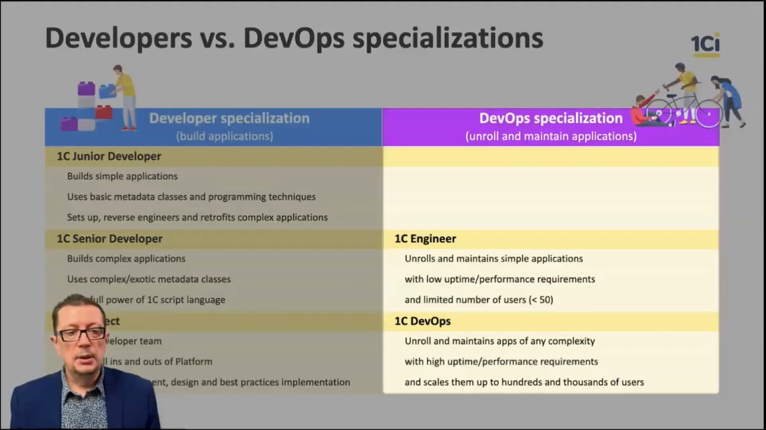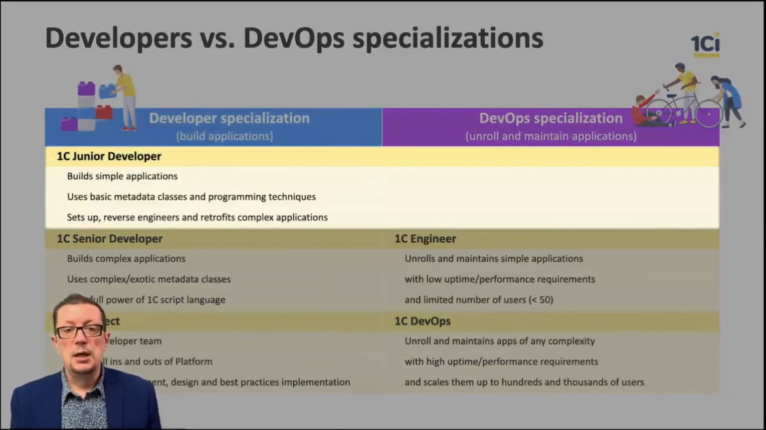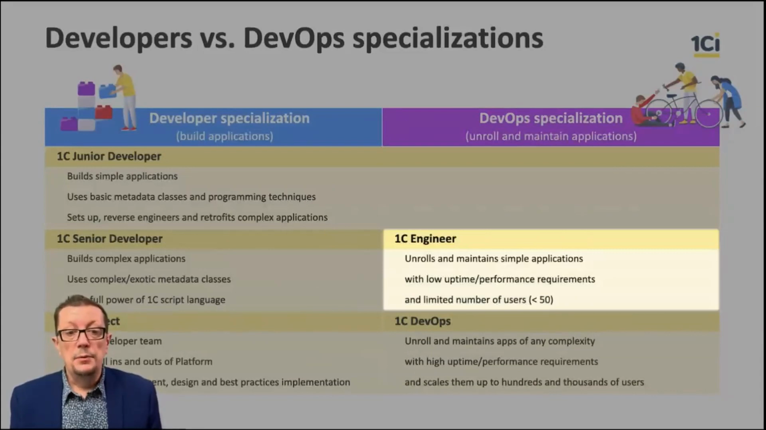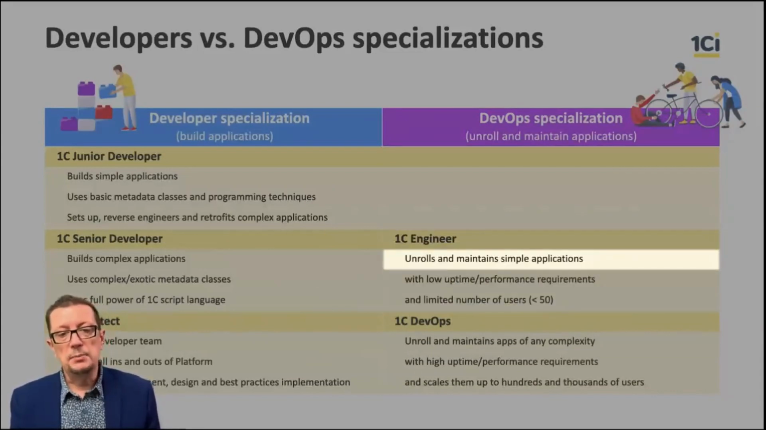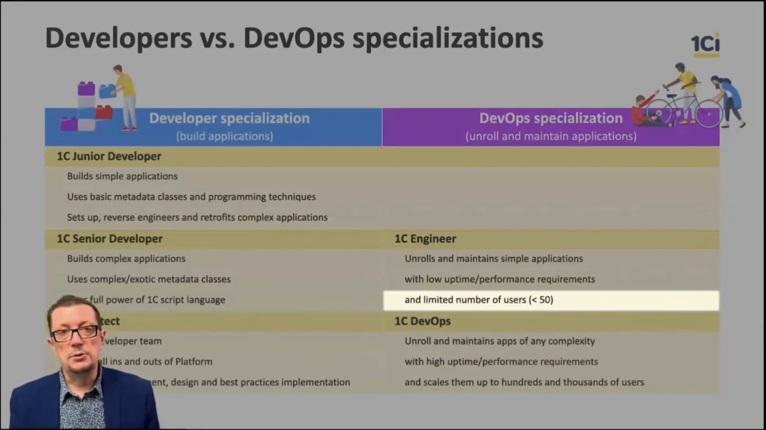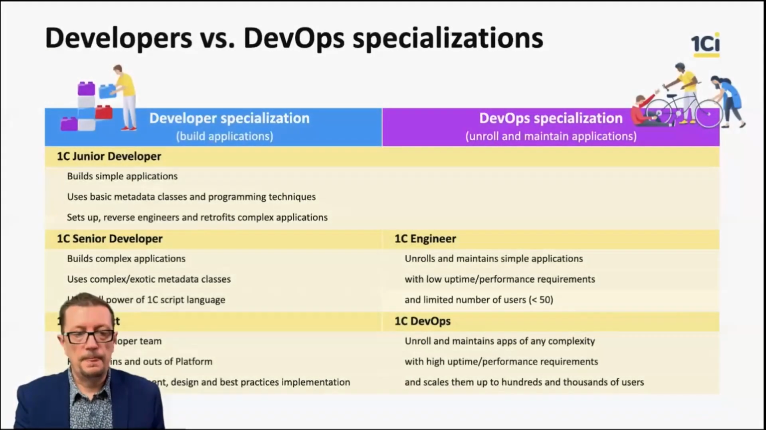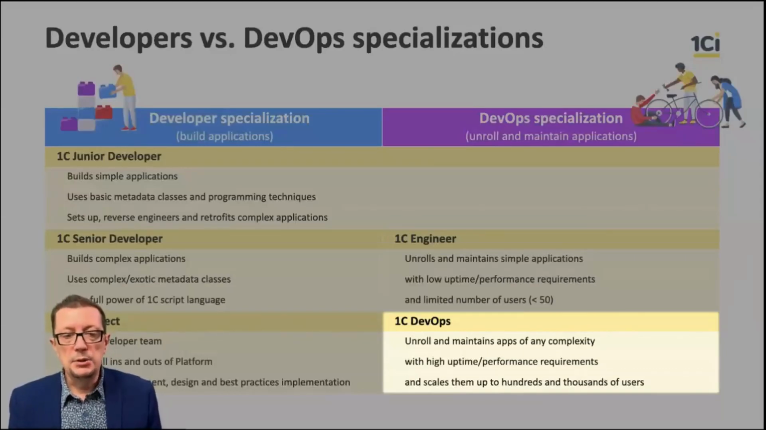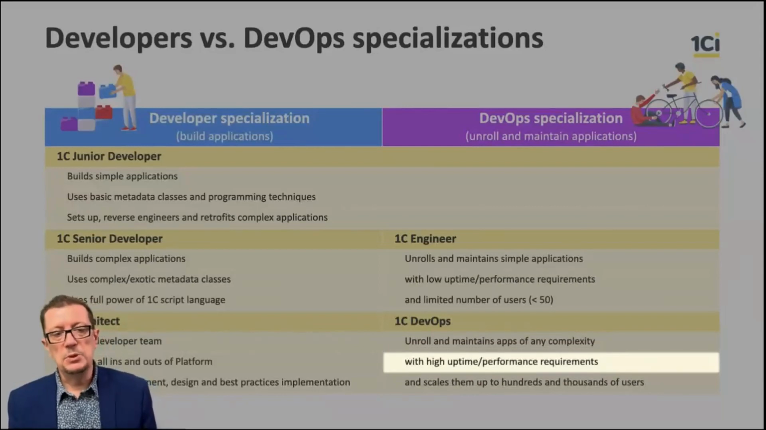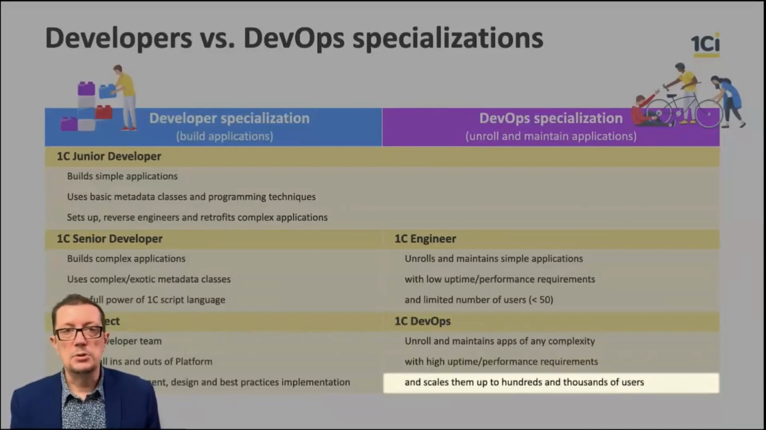The DevOps lineup starts with the same junior developer course, containing critically important information any 1C professional should know, and continues on to the engineer course. This course teaches you how to set up and maintain a relatively simple live 1C application with low uptime and performance requirements and a limited number of concurrent users. The next level is called DevOps, and it deals with the same kind of tasks, but on a much higher level. More complex applications, higher uptime and performance requirements, and hundreds or even thousands of concurrent users.